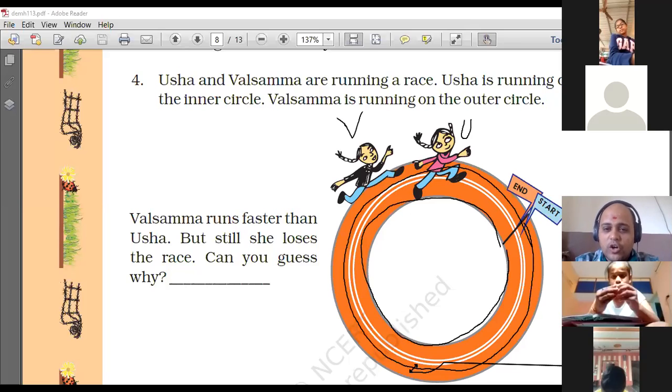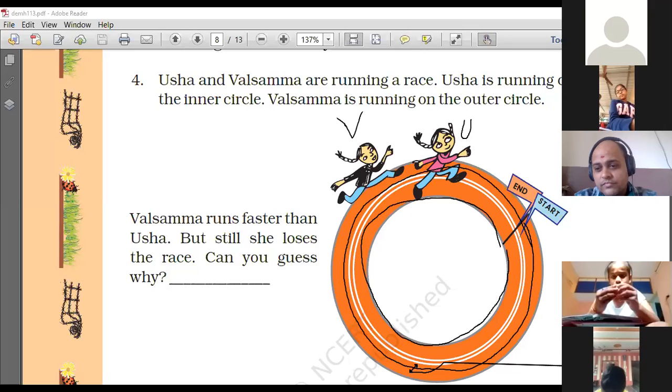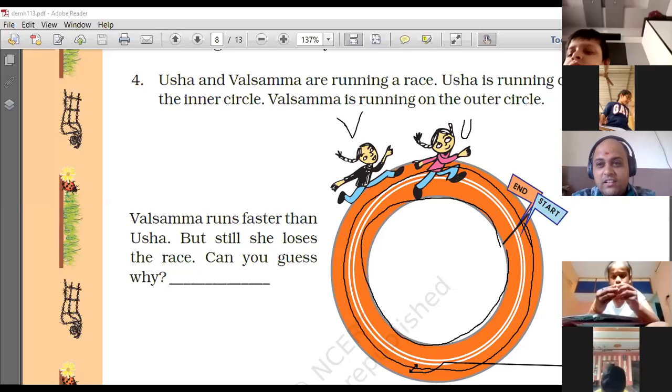Should they run the same or not? 55 meter and 55 meter. But should everyone run the same distance or not? Harnil. Yes, Harnil. Sir, they run the same distance. Yes, they should run the same distance, right?